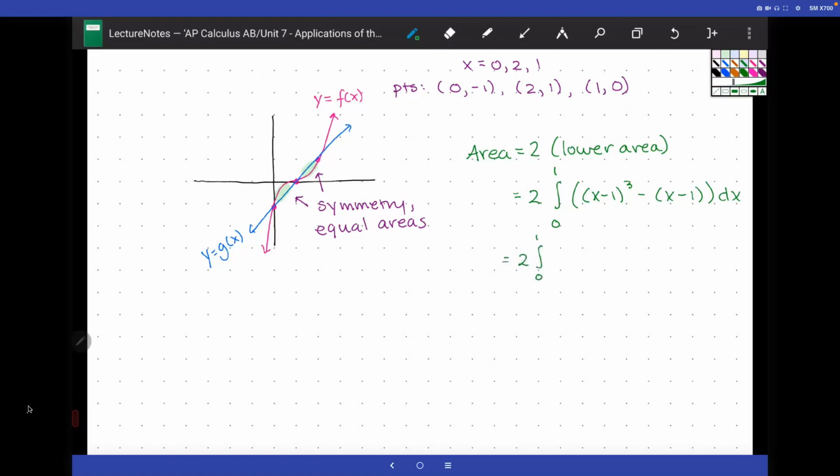Trey? We could use substitution, because you have a composition. We have an x minus 1 inside of cubed. So you totally could use substitution. Or, what's another way you could do this one? Yoj? Yeah, you could just multiply it all out. Either way is going to work.